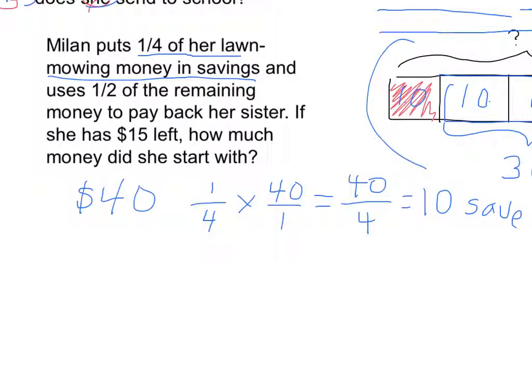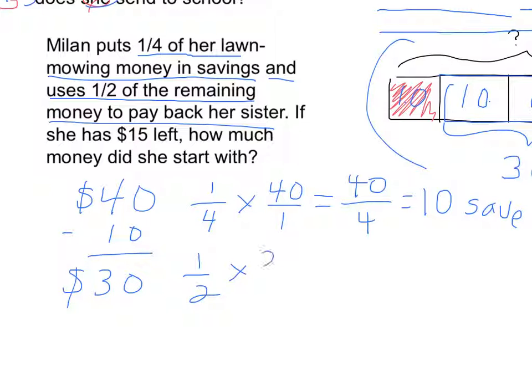Save. What a good girl. And she uses half of the remaining money to pay back her sister. Okay? So the remaining money is what she still has after the 10 that she put in savings. So she's still got $30. She's going to take half of that, half of 30. 30 divided by 2, I know is 15. And she's going to give that to her sister.